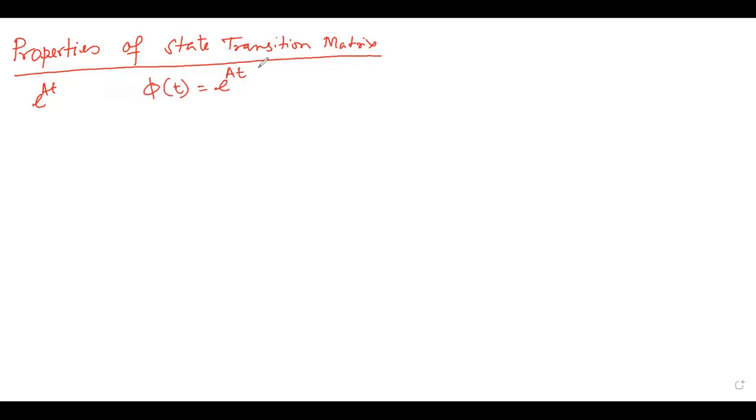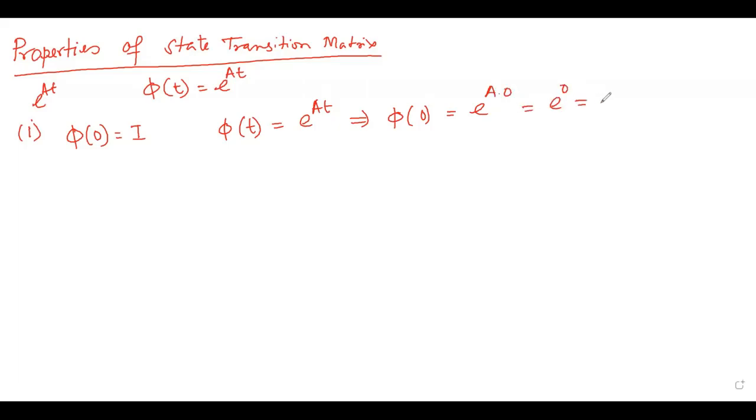Now, the first property, property 1, is phi of 0 equal to I. You can easily verify it. We know phi of t is equal to e to the power At. Therefore, phi of 0 is equal to e to the power A into 0, that is e to the power 0, that is equal to 1. But it is a matrix, so it will be I.